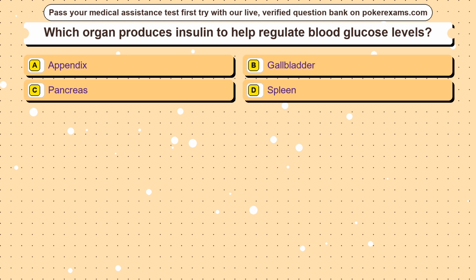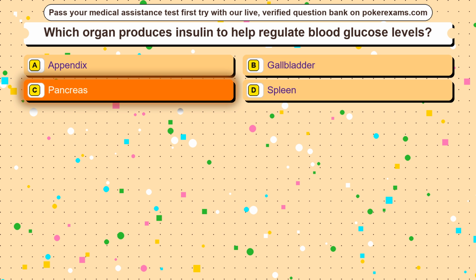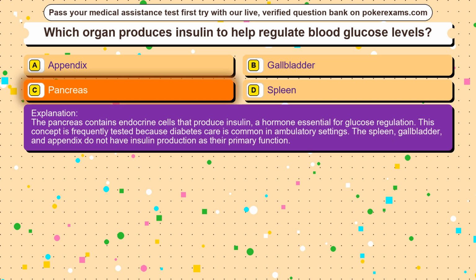Question 14. Which organ produces insulin to help regulate blood glucose levels? Option A. Appendix. Option B. Gallbladder. Option C. Pancreas. Option D. Spleen. The correct answer is option C. Pancreas. The pancreas contains endocrine cells that produce insulin, a hormone essential for glucose regulation.